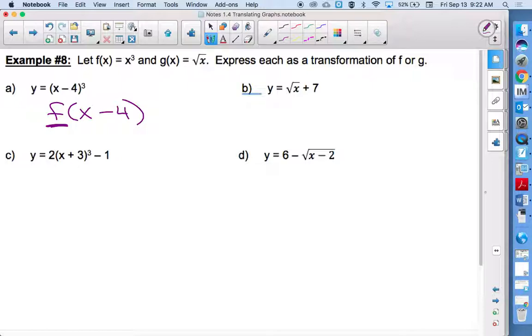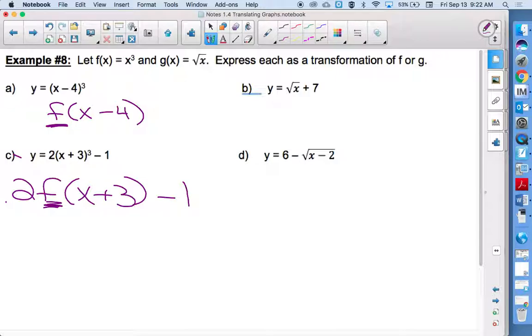Josh, what do you think for letter C? I said 2f in parentheses x plus 3 and then minus 1. Great. So essentially, same equation, but you're taking the cube out because you're using the function f. So that implies that my original equation was cubed. It looks exactly the same, except the f takes the cubed out of the problem. So it's still 2 times my function f, x plus 3 says we're shifting left, minus 1 says we're shifting down. That's what it said as an equation. We just use the function f. Questions?